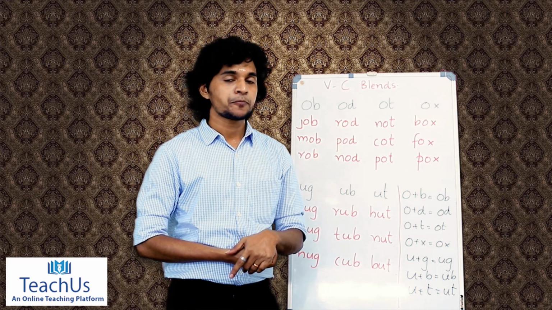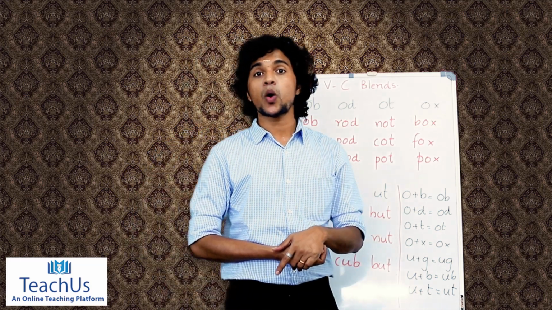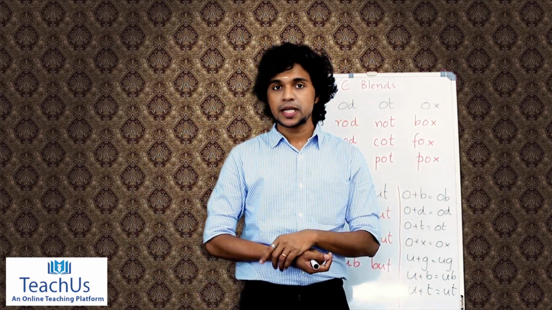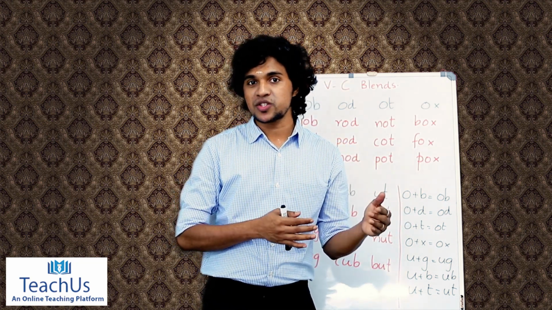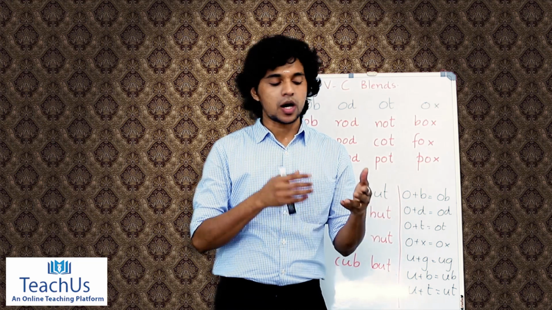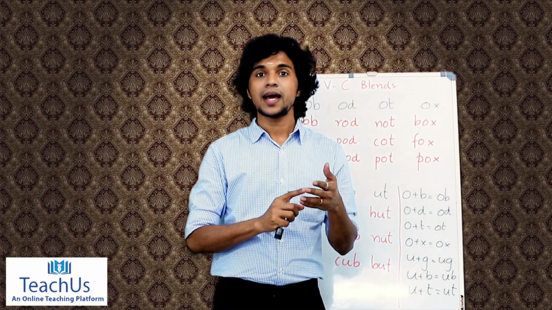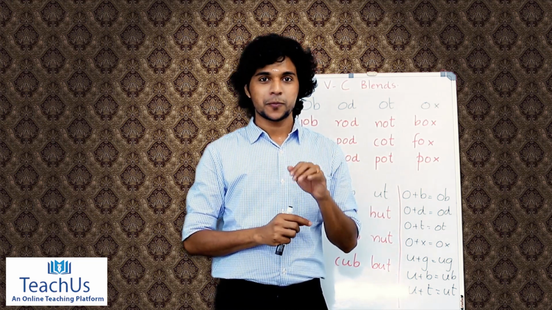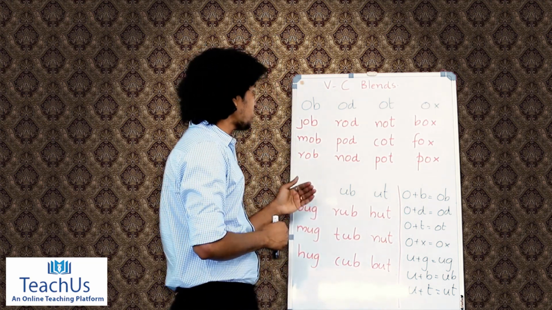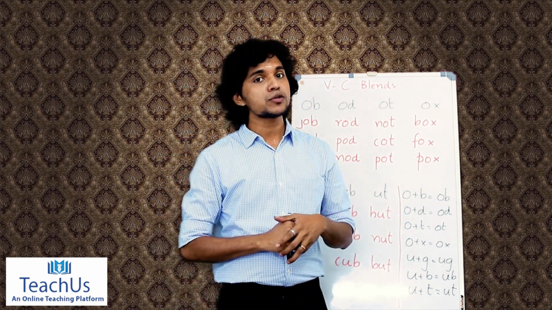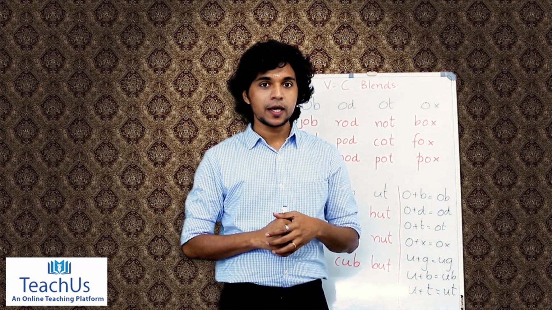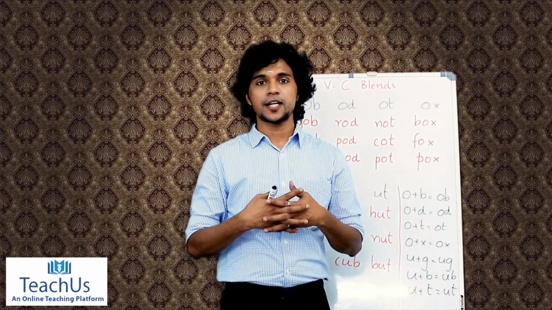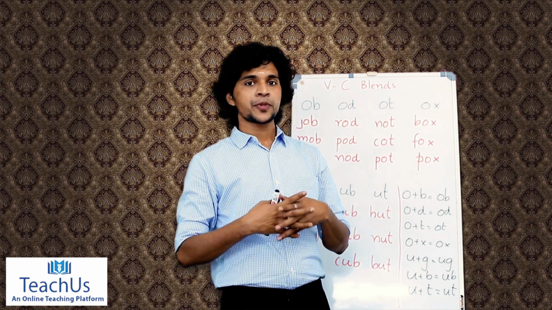We learned to blend the vowel sounds with the consonants in the last two videos. Which vowels have we already used? The sounds of the vowels we used are A, E, I. Today we'll be using the sounds of the vowels O and U to blend with the consonant sounds to get new sounds. So here we go.